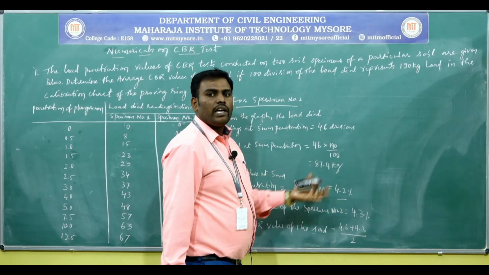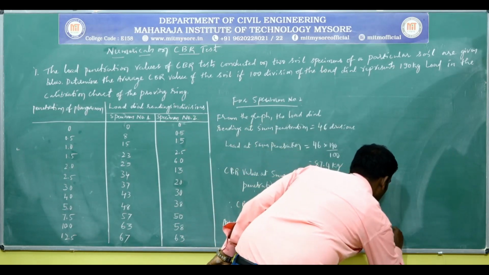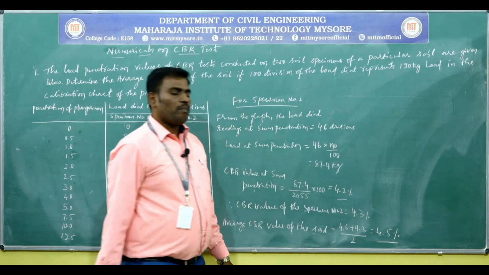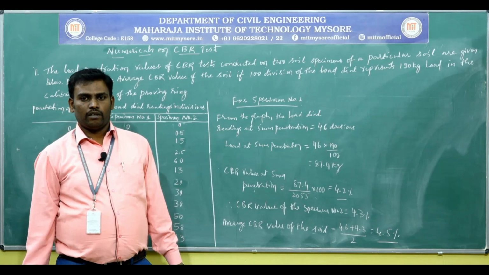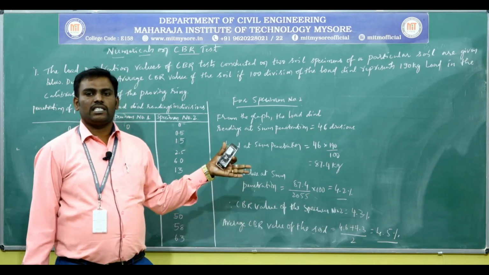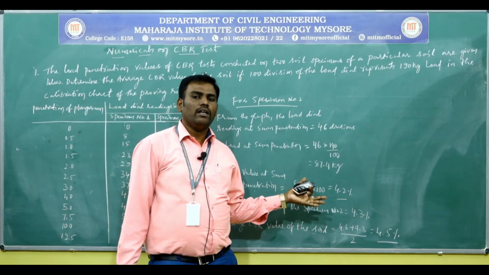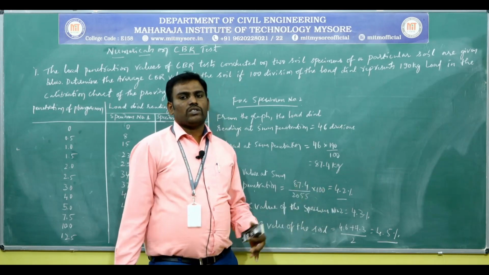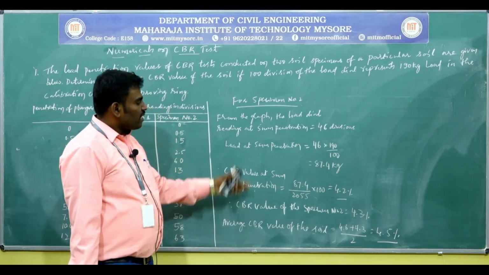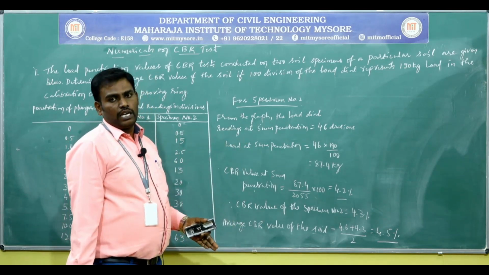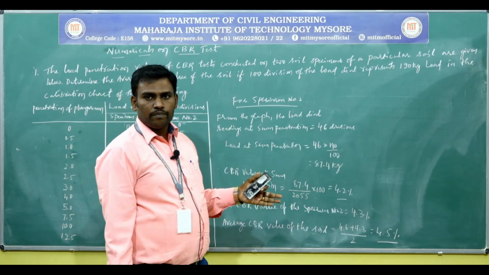Usually we round off to one digit after the point, so it becomes 4.5%. 4.5% is the average CBR value of the soil. Okay, 4.6% is the CBR value of the first sample, and 4.3% is the CBR value of the second sample. If you take the average, you get the average of the soil sample. Is it clear? Okay, this is regarding the CBR test numericals.